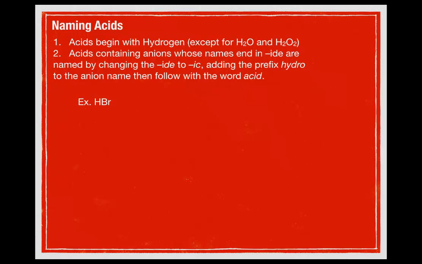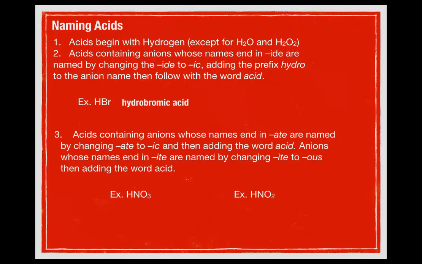So if you see a compound starting with hydrogen, assume that's an acid unless you're talking about water or hydrogen peroxide. If you have an acid that has an anion whose name ends in IDE, all you need to do is change that IDE to ic and add the prefix hydro to the name. So if you look at this example, I have HBr. Br would be bromide, so I would change that to bromic and put hydro in front. And so the name of this acid is hydrobromic acid.